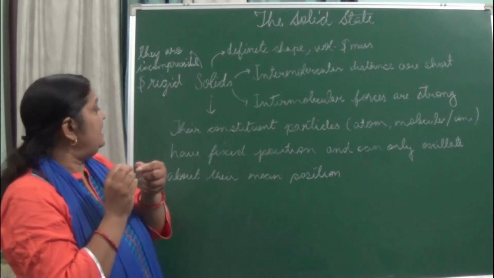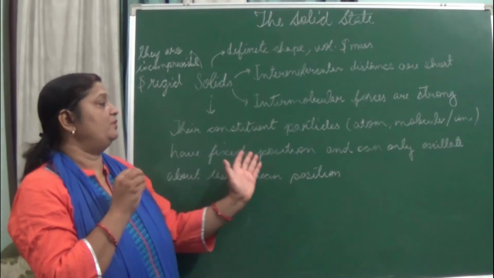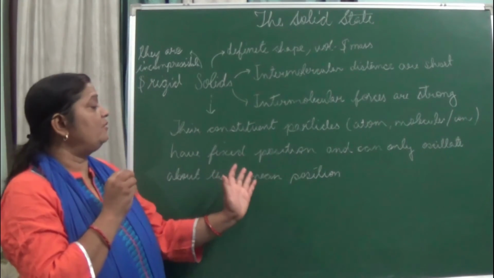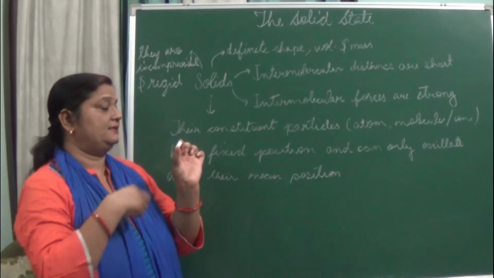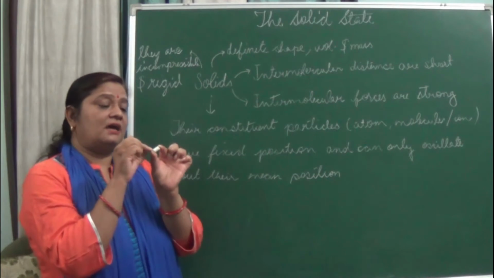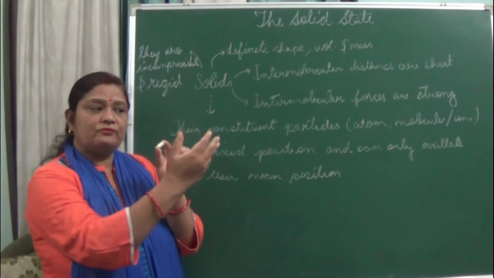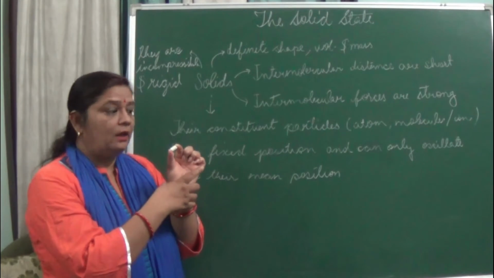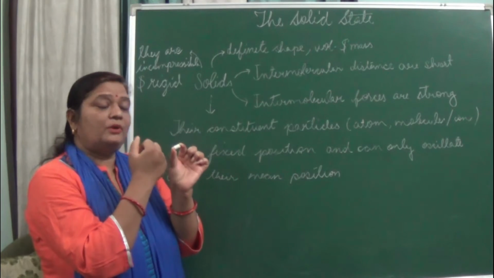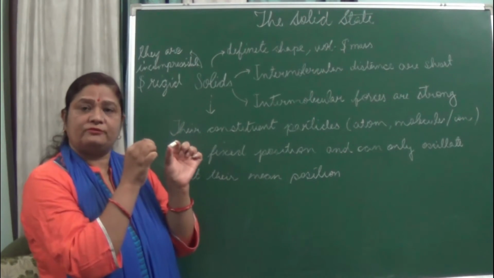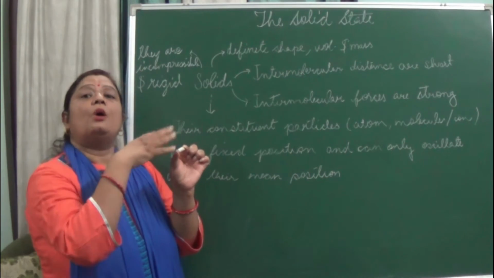Okay, now next, their constituent particles, atom, molecules and ions have fixed position and can oscillate about their mean position. Now suppose if I am talking about this chalk only, it is in the solid state, isn't it? So what happens, as the molecules, atoms or ions are so closely packed, it can't move here and there because space is not there. But yes, it can oscillate about its own position, isn't it? Because it doesn't have much space to move. So what happened? In its own position, it will move, it will oscillate.